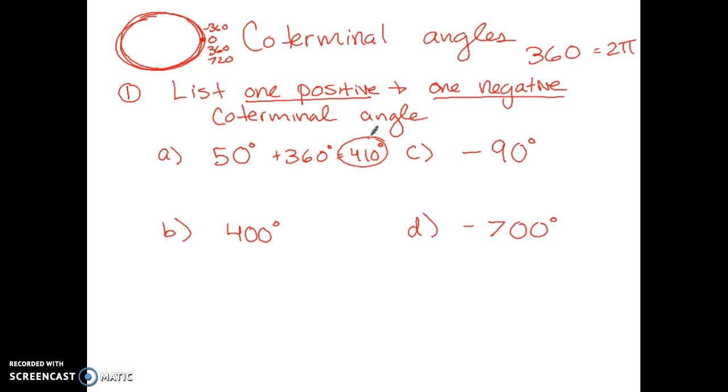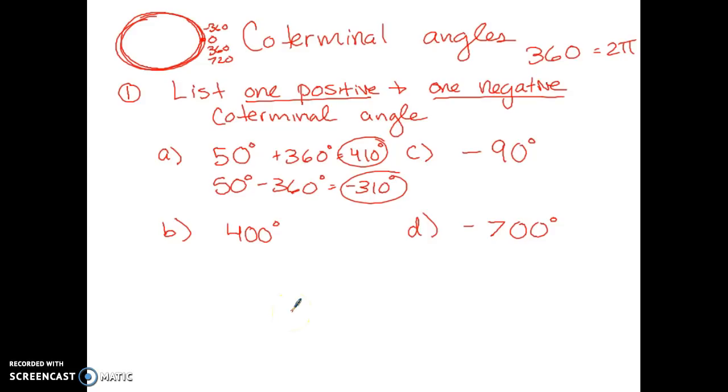Now, does everyone have to have the same one positive? No. You could add another 360 if you want to go overboard on it. That's fine. I'm just going to add 360 once. Now, to find a negative one, I need to subtract 360. So negative 310. So that would be one positive, one negative.